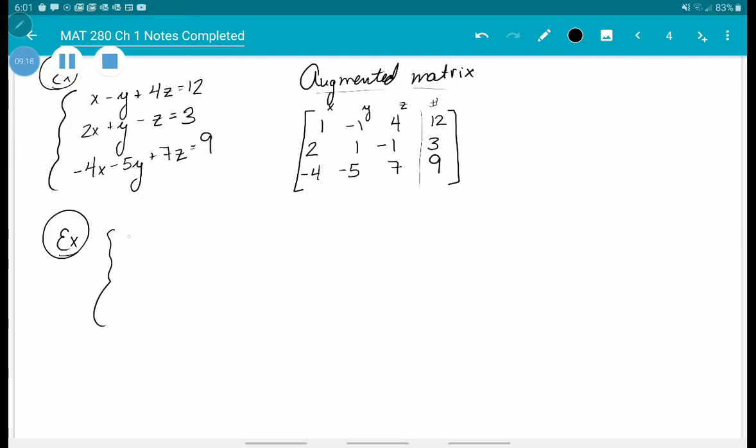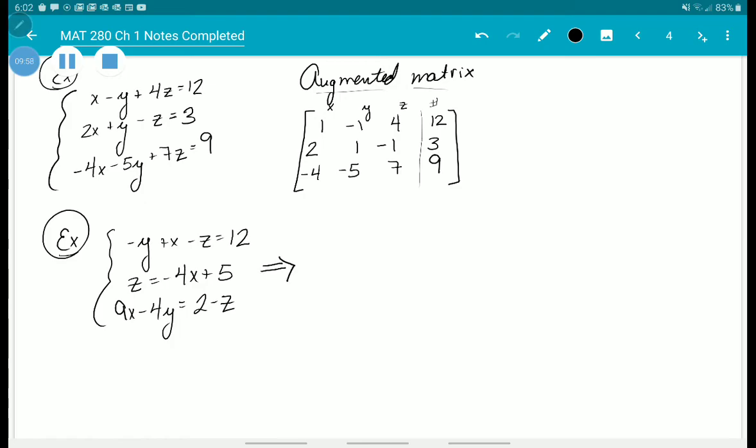This one's going to be a little bit more interesting. I'm just going to kind of jumble some things up here. So let's say we have a system that kind of looks like this. Well, this is not in proper form. We really need to try to rewrite this and reorder this and make this just a little bit easier to deal with.